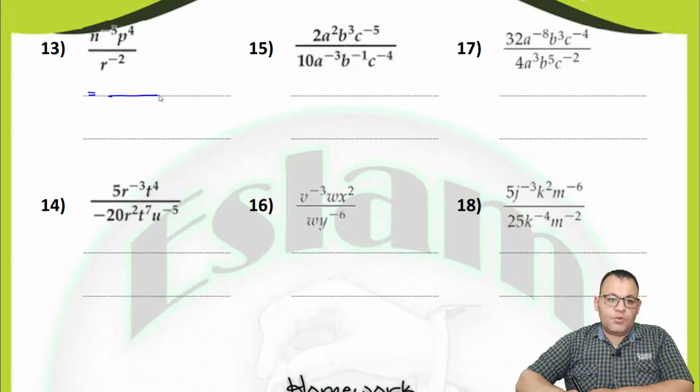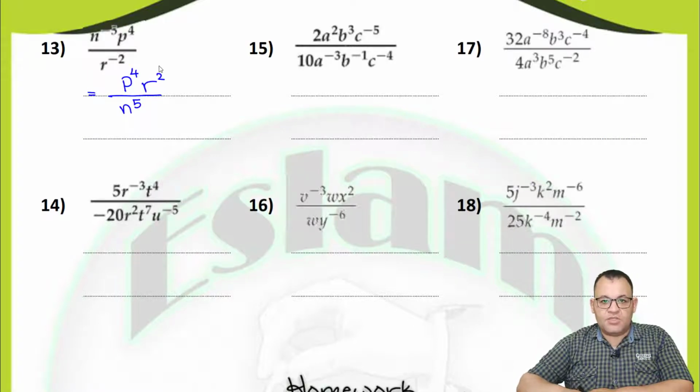So the first step, we have here n to the power negative 5, it will be written down, n to the power 5. p to the power 4 is positive, it will be the same without any change. r to the power negative 2, down, it will be r to the power 2, and that will be the simplest form.